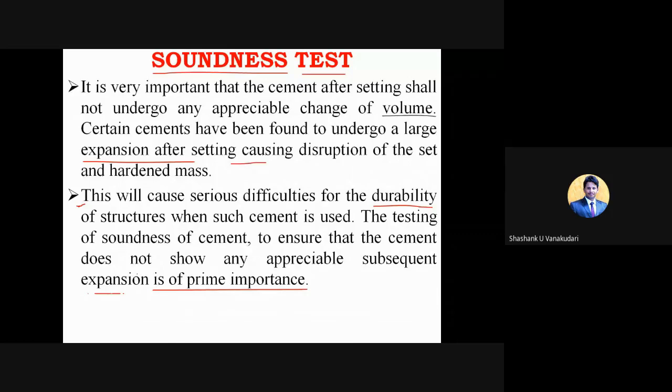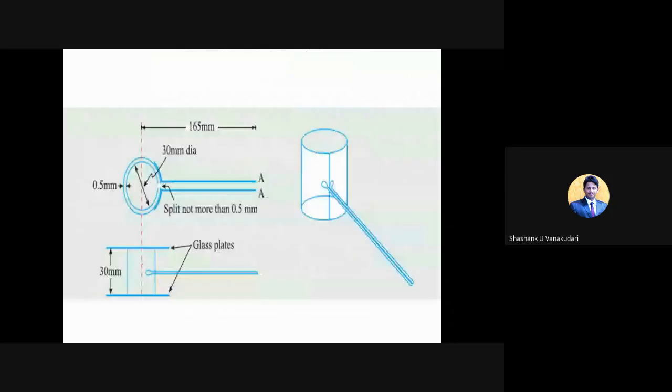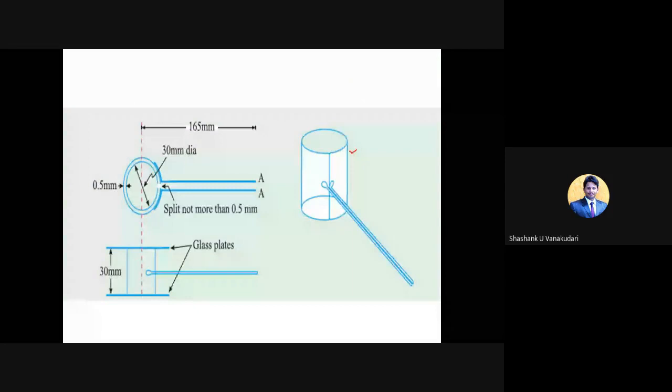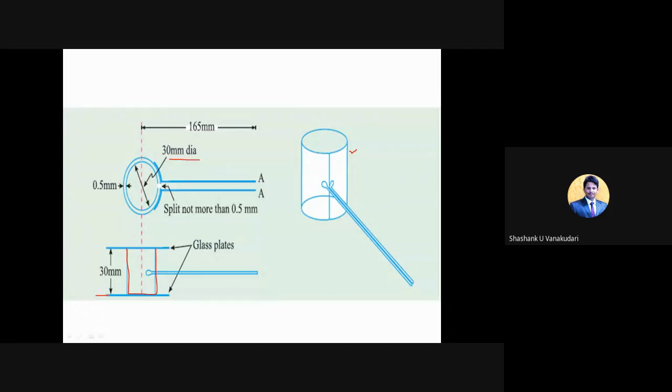Here in this apparatus, you can see the apparatus shown in the figure. It consists of a small split cylinder of spring brass or other suitable material, 30 mm in diameter. This is the front view, and 30 mm is the height. Here they have given 30 mm diameter and 30 mm height. You can check that both are the same. This is the top view and this is the side view. Clear? And 30 mm is the height.